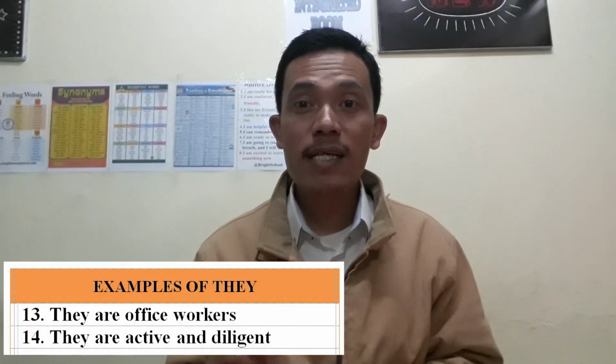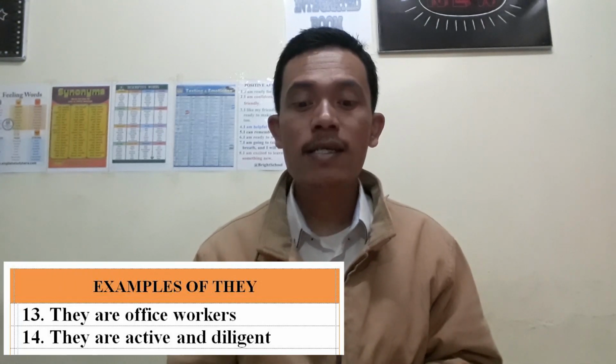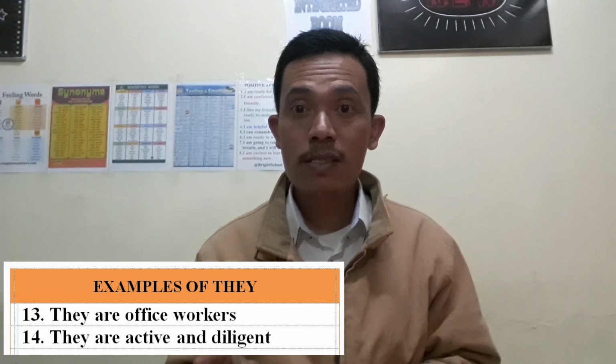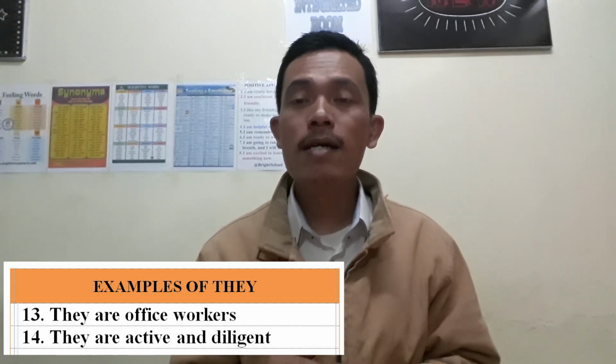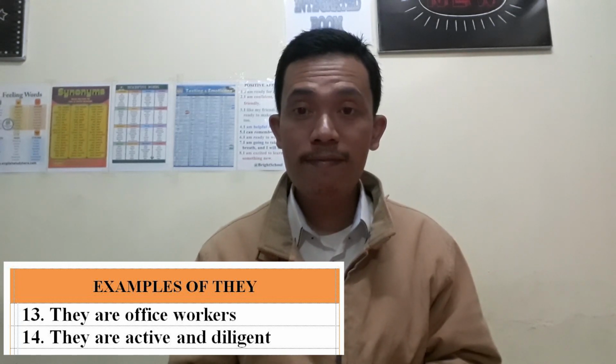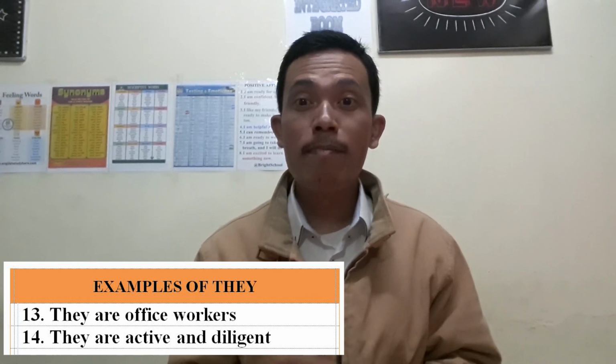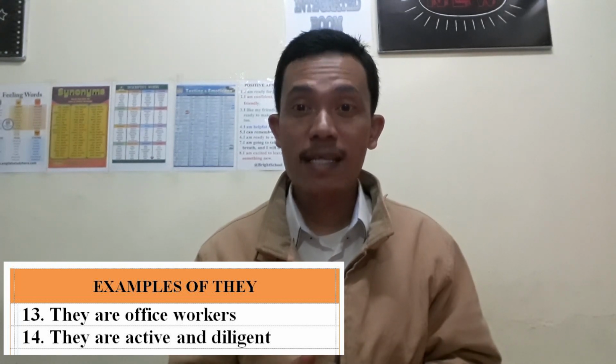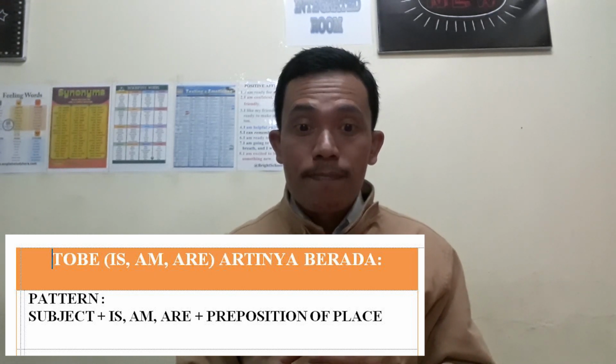And then we use subject they. Let's check. They are office workers. Mereka adalah pekerja kantor. And second, they are active and intelligent. Mereka adalah aktif dan cerdas. Penggunaan daripada to be terkadang dalam bahasa Indonesia kita artikan berada. Contohnya, saya berada di kamar. Jadi menunjukkan tempat atau menerangkan keterangan tempat.